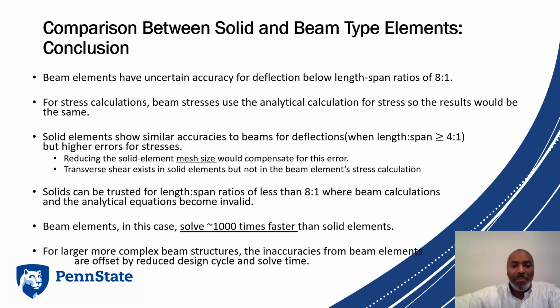Finally, for larger, more complex beam structures, the inaccuracy from beam elements are offset by a reduced design cycle and solve time. So yes, you might have some small errors, but you're able to refine, get closer and closer and closer to the final design that you want. And once you reach that final design, then you can begin to do what's called a mesh convergence. And as we've shown here, you just increase the number of elements for a fixed beam length, and that actually will improve your solution as you go along, as much as you can.